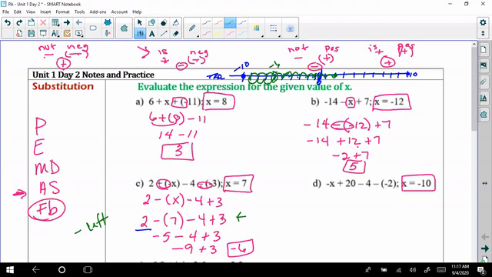Number 6, I've got negative x, or opposite of x, opposite negative 10, plus 20, minus 4, not negative here, so plus 2.